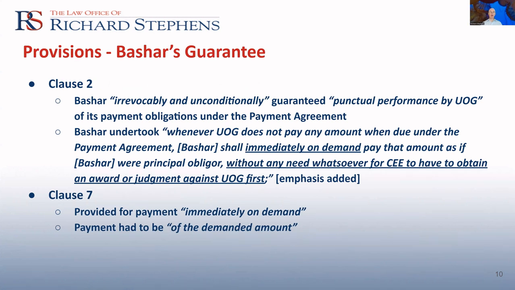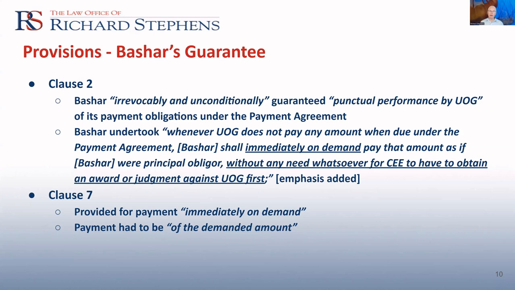Again, it starts well enough. Classic words of a guarantee: irrevocably and unconditionally guaranteed punctual performance of the payment obligations. Absolutely fine. No objection to that at all. Typical wording of a guarantee. But what's the lawyer done now? When UOG doesn't pay, Mr. Bashar shall immediately on demand pay that amount as if he were prime principal obligor, without any need whatsoever for Energy to have to obtain an award or judgment against UOG first. Those are the classic words of an on-demand payment obligation.